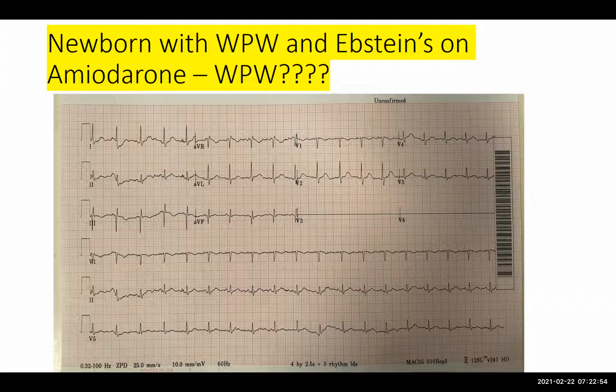And then if I come back to leads 1, 2, 3, and AVF, the P wave is upright in 1, 2, it sort of seems like it. 3, yes. AVF, yes. So it looks like sinus origin.